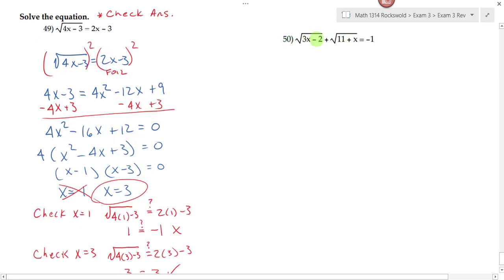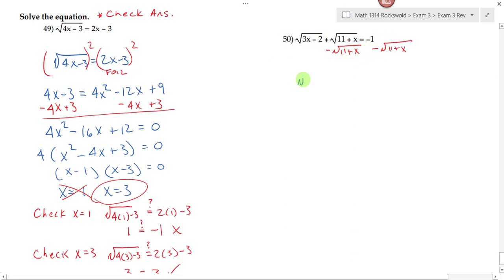Alright, let's look at the last problem. I have two radicals here. What do I need to do? I need to isolate one of these radicals, don't I? So, which one do you want to keep by itself? This one or this one? I gotta move one of them over. You guys get to pick which one I move. The first one or the second one? The second one. Okay, so we're going to subtract the square root of 11 plus x from both sides.